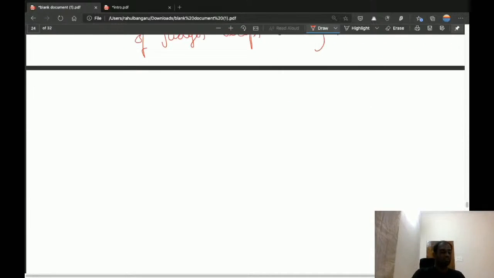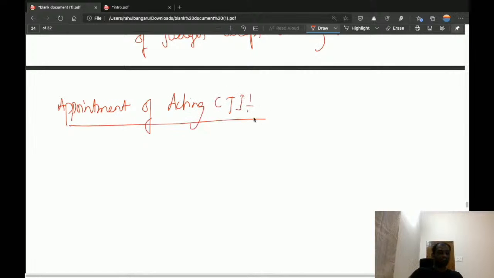So far we have discussed the nature of Supreme Court judges. All these provisions we have discussed are for normal judges. Now the next provision that we will discuss today is the appointment of acting Chief Justice of India.